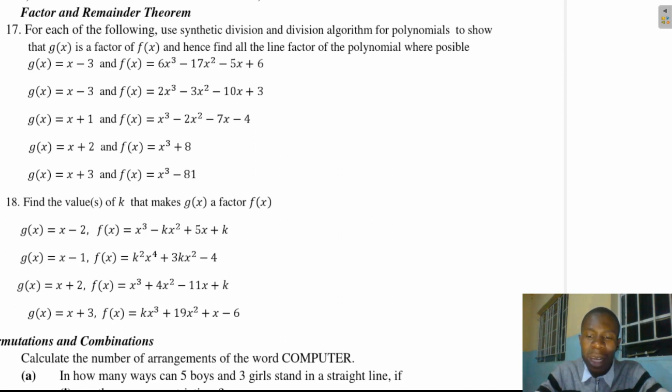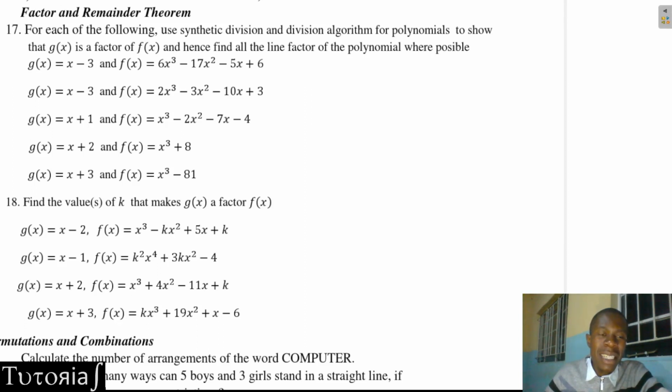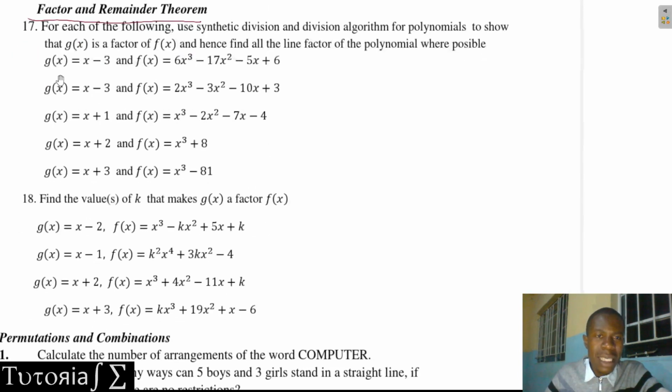Today's lesson, we're going to look at a very interesting concept. Basically, we're looking at the factor and remainder theorem. I hope you can see it there. All right, so that is the factor and remainder theorem, and this will be our startup for this topic, and we'll see how we go on from there.